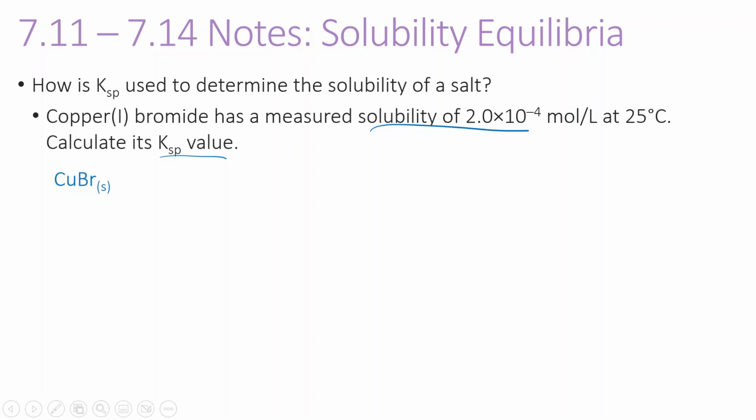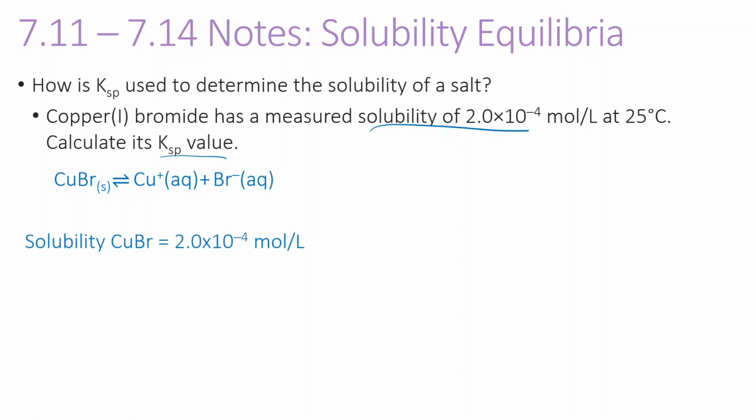So let's start with writing an equation for the dissolving of copper 1 bromide. Since this is copper 1 bromide and bromide has a -1 charge, my compound is just CuBr, and I'm going to get copper and bromide ion in a 1-to-1 ratio here. Now I know the solubility of this compound, which is basically telling me how much Cu and how much Br are going to be present at equilibrium.